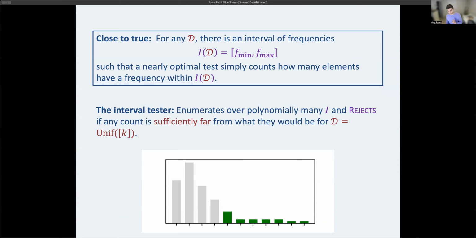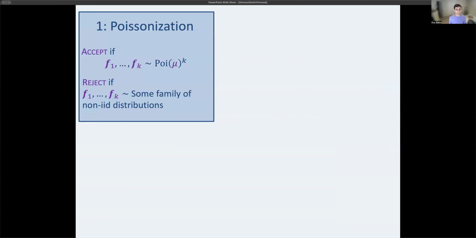So our actual tester won't be just the interval tester. We need to do a few steps to get there. By the way, this slide will be very high level. Our paper has more details. Also, email me if you have more questions or find me at the conference.